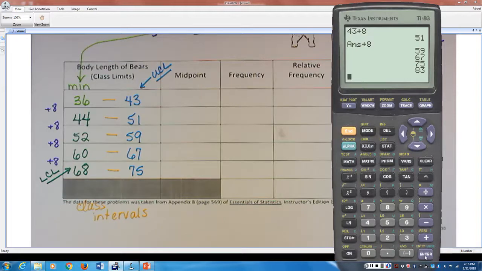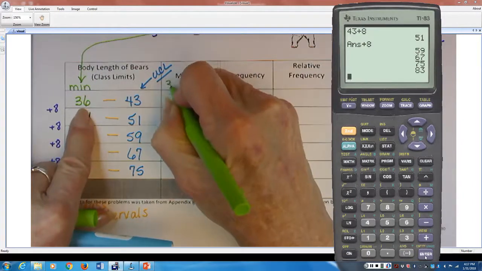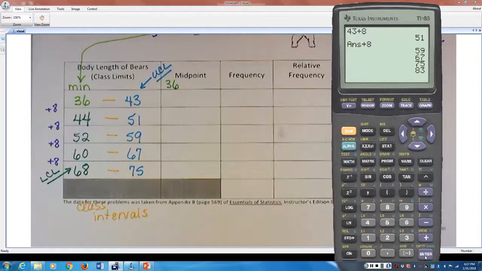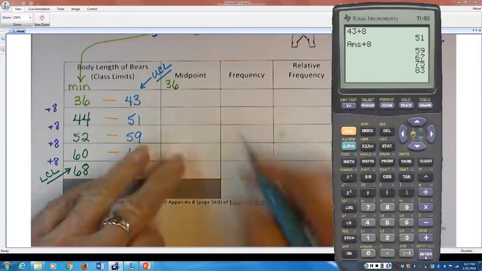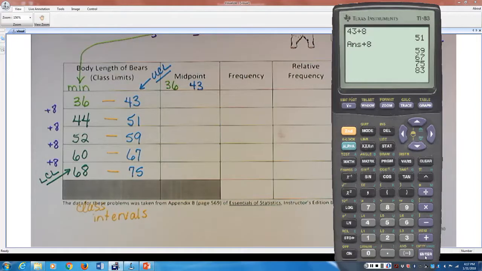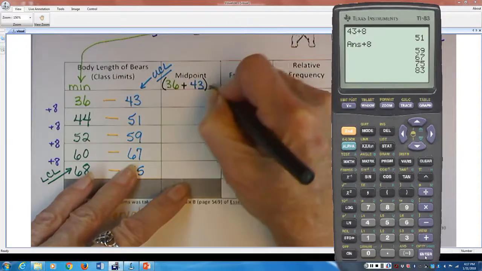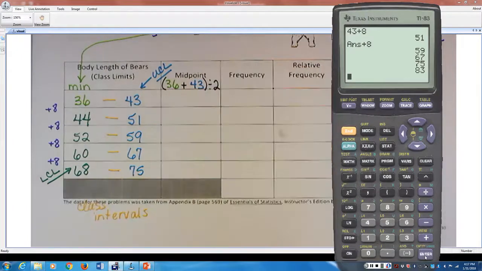And now to find the class midpoints, I'm going to take the lower class limit of the first class, which is 36. I'm going to add to the upper class limit, which is 43, and divide that by 2 to get the midpoint. So 36 plus 43 divided by 2 is 39.5.